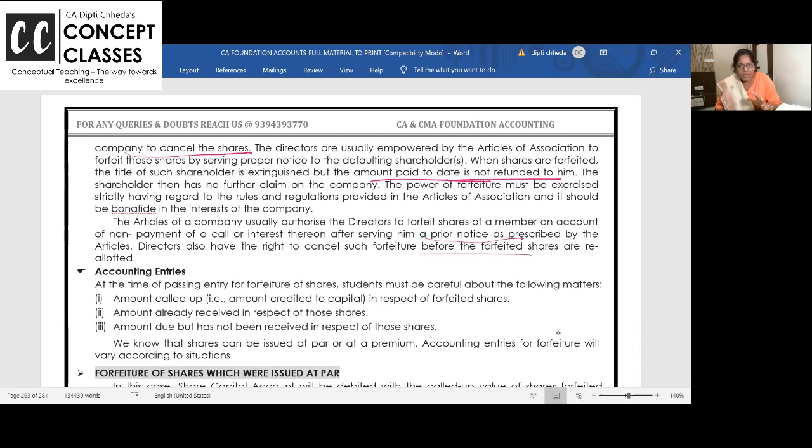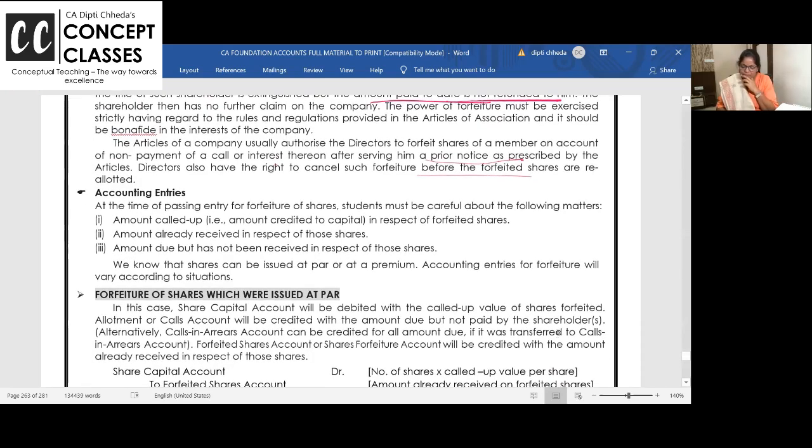Shares forfeit to karo, फिर देखेंगे. Sometimes we can cancel, sometimes we can reissue also. First you learn how to forfeit the shares.